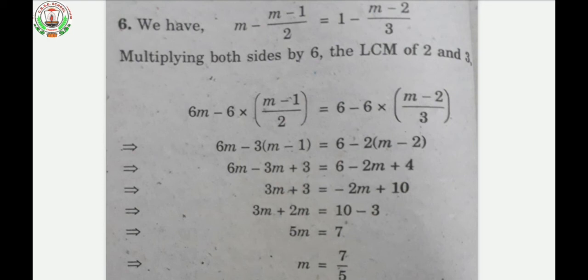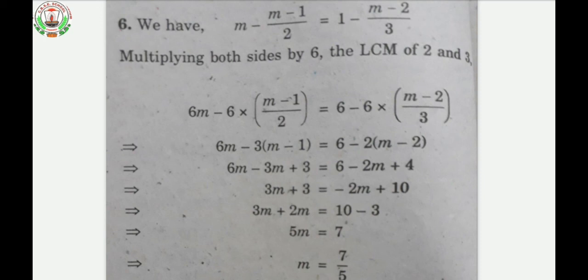So, it will become 6m minus 6 into m minus 1 upon 2 equals 6 minus 6 into m minus 2 upon 3. Here the 6 is multiplied with m as well as 1. Okay. Now, 6 is in the numerator and 2 is in the denominator, so it will get cancelled. So, 2 ones are 2 and 2 threes are 6. So, 6m minus 3 into m minus 1 is left.